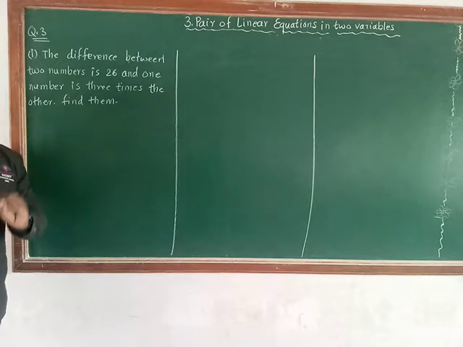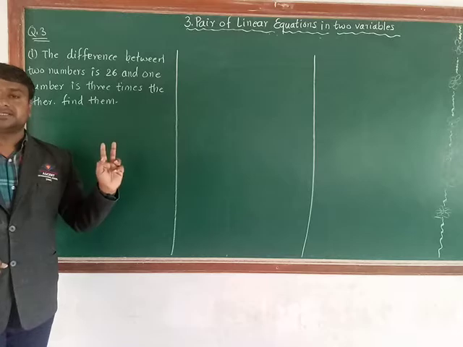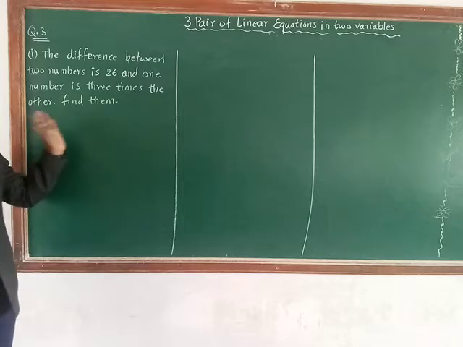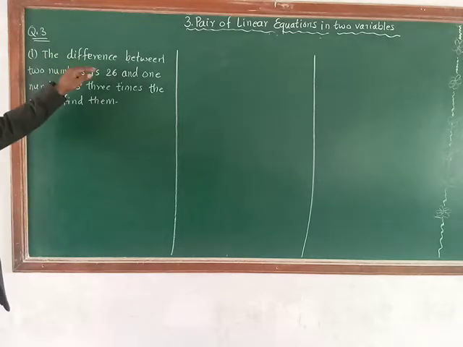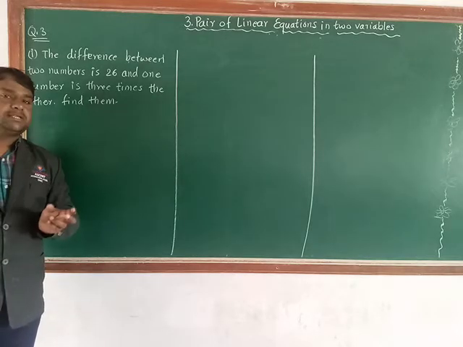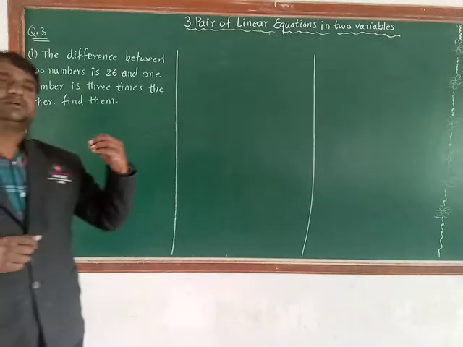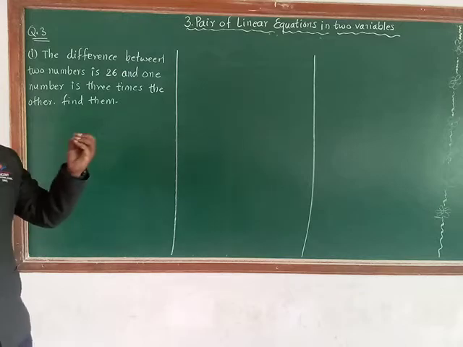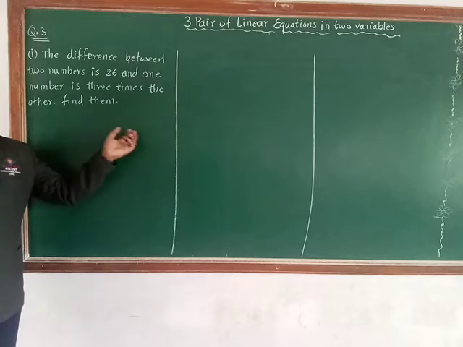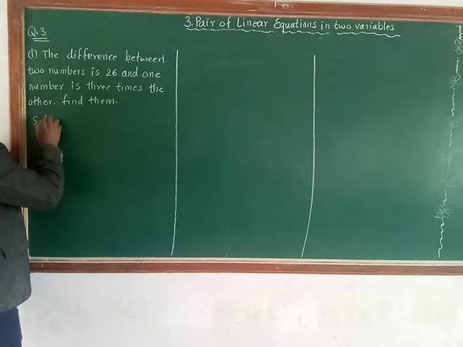So here we have to make two equations. So we get a pair of linear equations, and hence using the substitution method we can find the solution. The difference between two numbers is 26, and when we get a difference, one number is bigger and one number is smaller. So we have to think that one number is x and another number is y. So we have to think about the variables for that. So let's solve our solution.